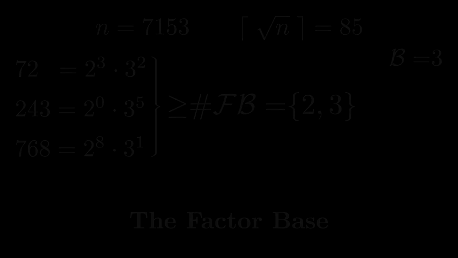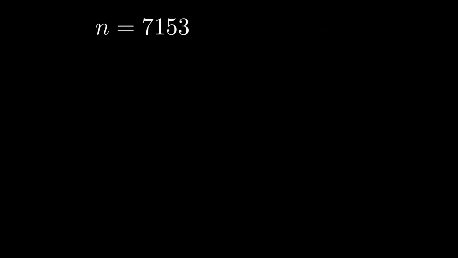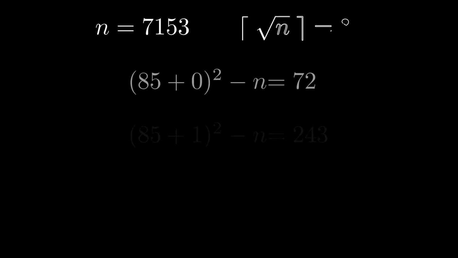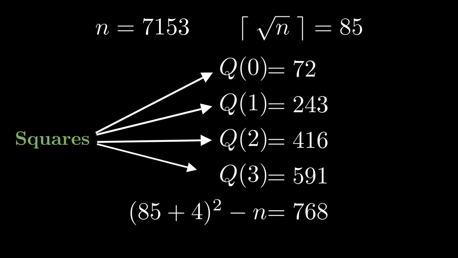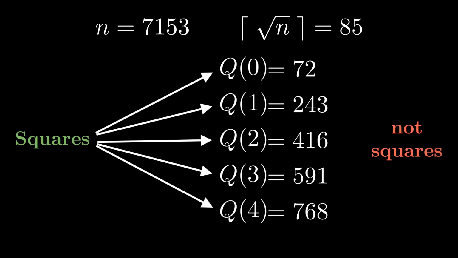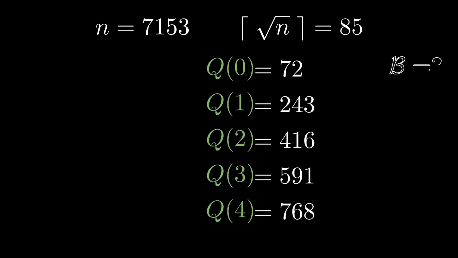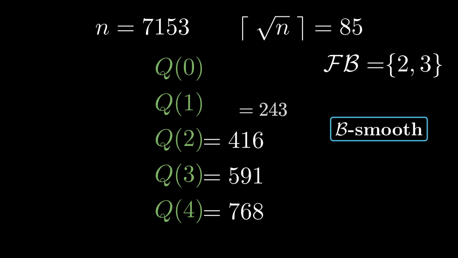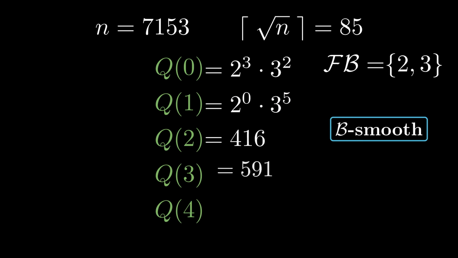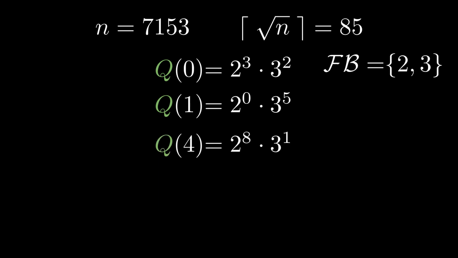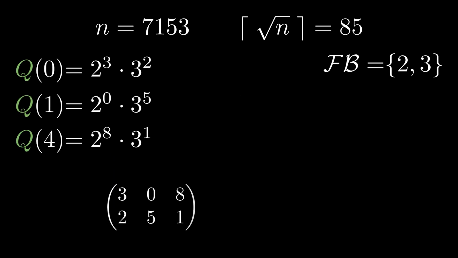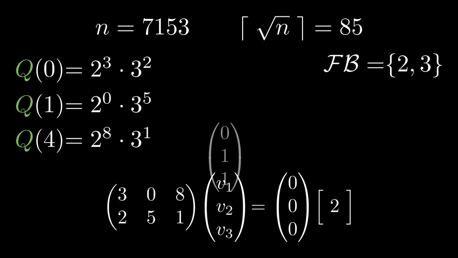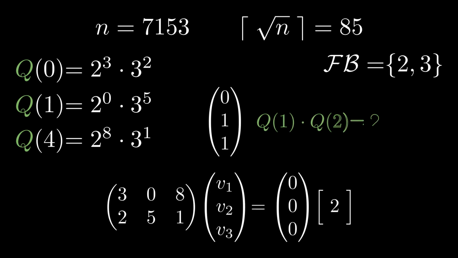Let's recall what we did so far. We have a large number n. We want to write it as the difference of two squares. We take a few quadratic equations. The left-hand sides are squares, and the right-hand sides are not squares. We take a small bound b and check the smoothness of the right side. We keep the smooth numbers and their factorization. We build a system of equations using the exponents and solve it modulo 2. We get a solution and we can use it to produce a perfect square.